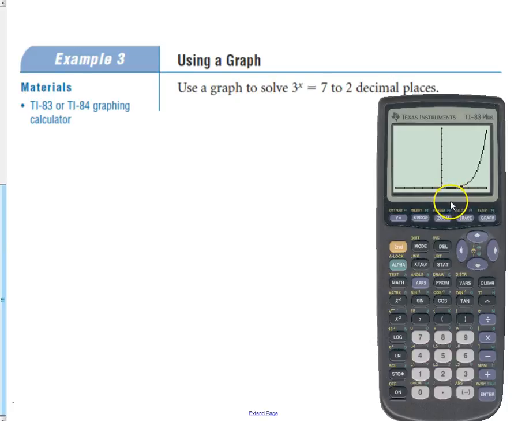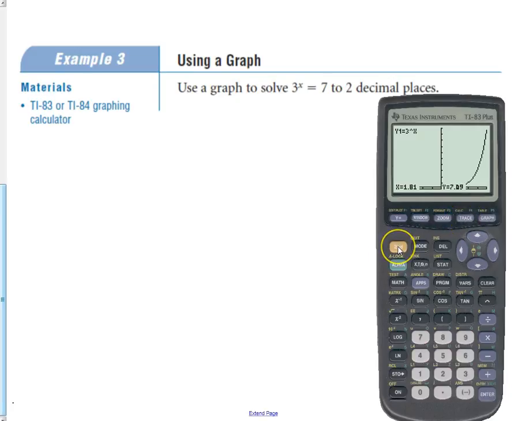Now, of course, the first problem I have is that the solution is very, very close to the bottom of the screen, and I can't really zoom in on that from just looking at it. So I could trace, and look at my points, and as I move along, I see the value of 3 to the x. Here I've gone past the 1.77, so my y coordinate is more than 7. That's one simple approach I could do.